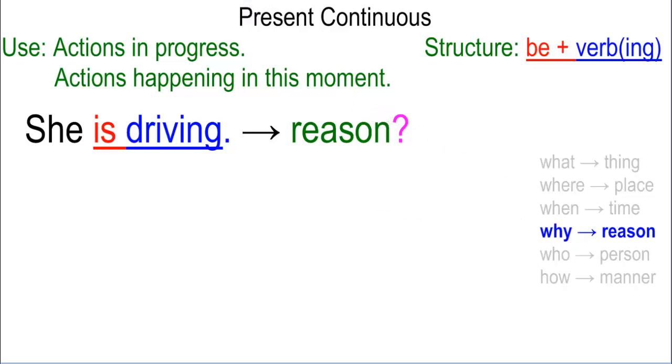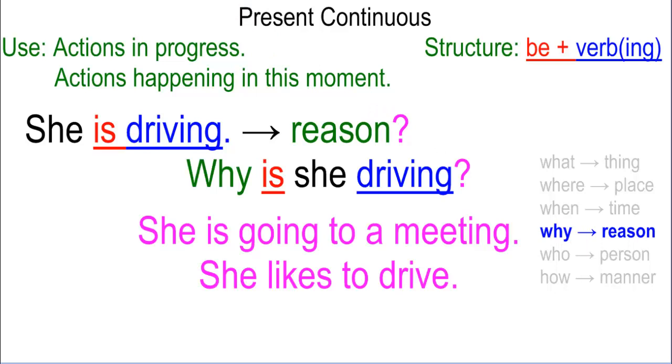So in this case, the question would be, why is she driving? I don't know. Why is she driving? And you can give me your answer. Maybe you can tell me, she's going to a meeting. Or maybe you can say, she likes to drive. That is the reason why she is driving.